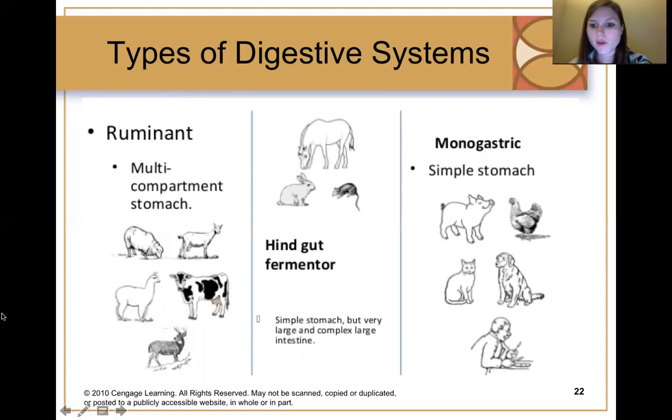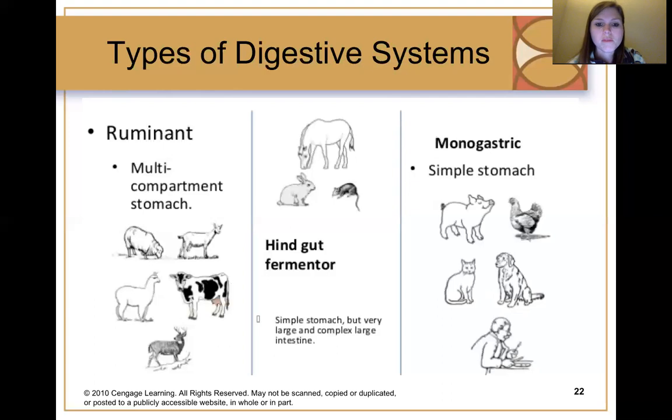So this slide's just a quick review slide. I feel like everyone should be pretty good on this by now. I feel like I've really drilled a lot of this home. But just a quick review. Ruminants have the multi-compartment stomach. So that would be your cows, your sheep and goats, the llamas and alpacas, which are modified ruminants, but still ruminants, and then deer.